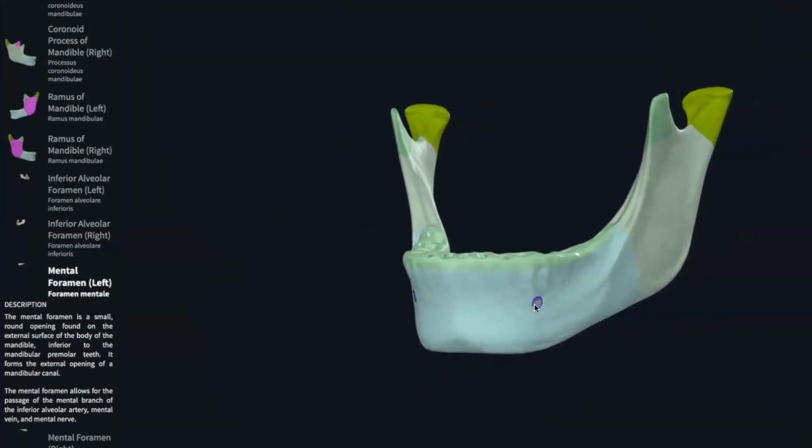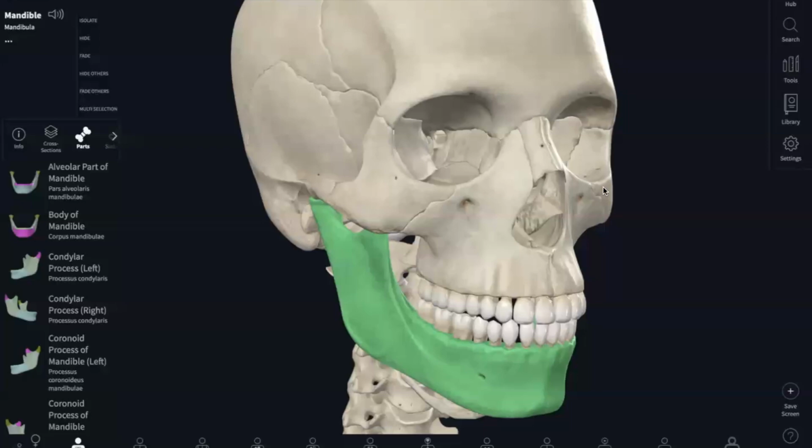And again, this is where knowing your regional terms is going to really help you out, because if you do know them, then you can recall that the mental region of your body is your chin. Now we're just going to quickly speed through the locations of the rest of the facial bones.